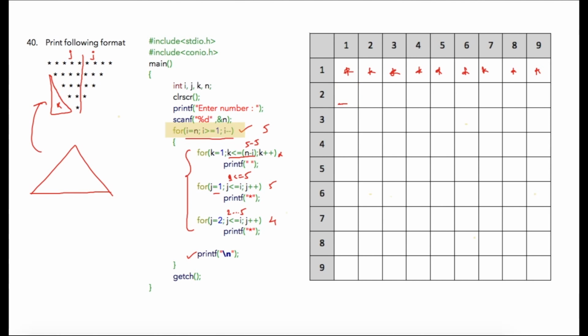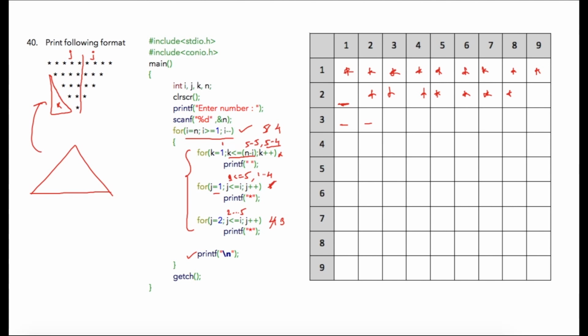Then in the next iteration, the value of i will be decremented to 4. So here my condition will be 5 minus 4, so starting from 1 till 5 minus 4, that is 1. Hence one space will be printed over here. Then for this for loop, iterations will be from 1 till 4. Hence 4 stars will be printed over here. And for this part, 3 iterations would be there, so 3 stars will be printed. Then the cursor will move on to the next line, and the same thing will happen.